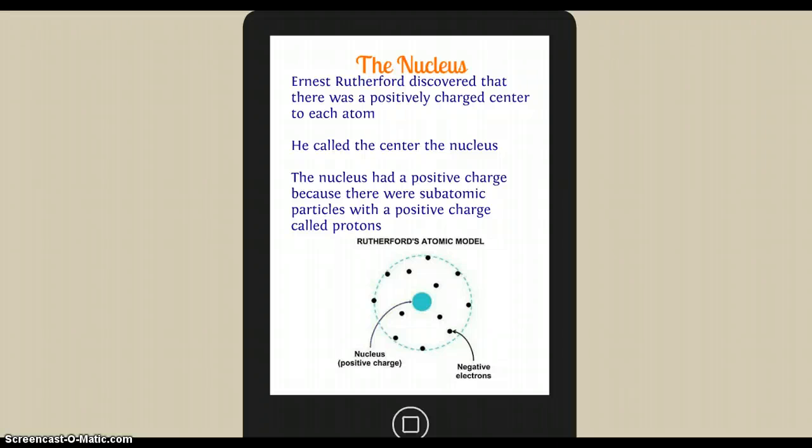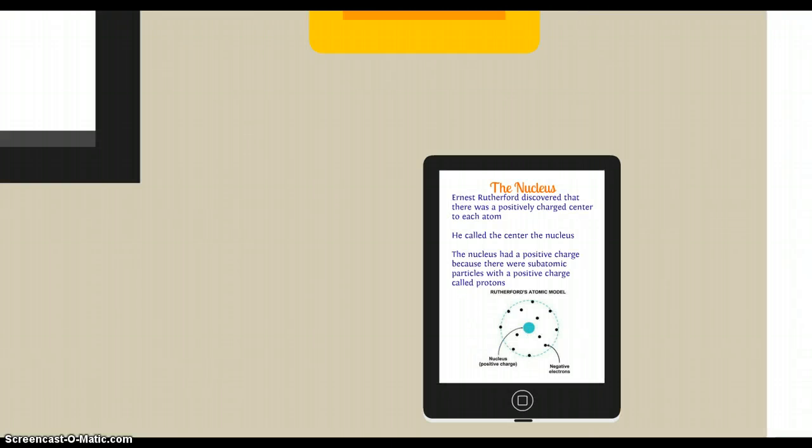He thought it just has a positive center, just a really small space in the middle has a positive charge, and then all around it you have these negative electrons. And once again, those would cancel each other out. So you can see there's a bit of a change in the model.